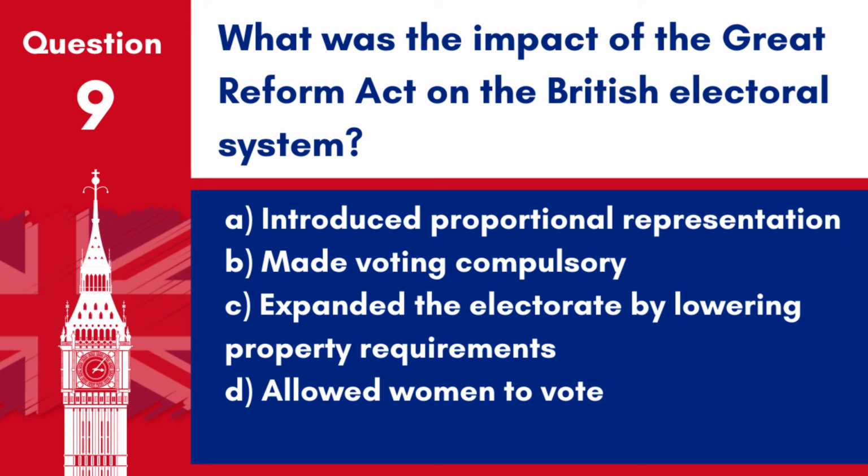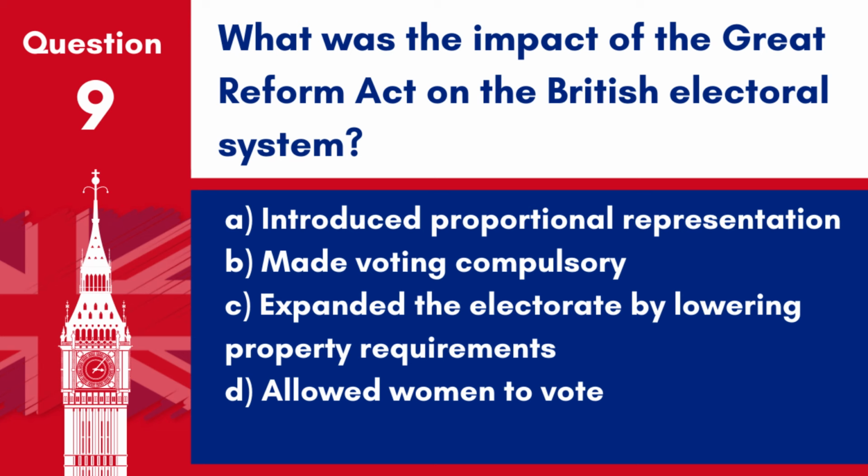Question 9. What was the impact of the Great Reform Act on the British electoral system? A. Introduced proportional representation. B. Made voting compulsory. C. Expanded the electorate by lowering property requirements. D. Allowed women to vote.